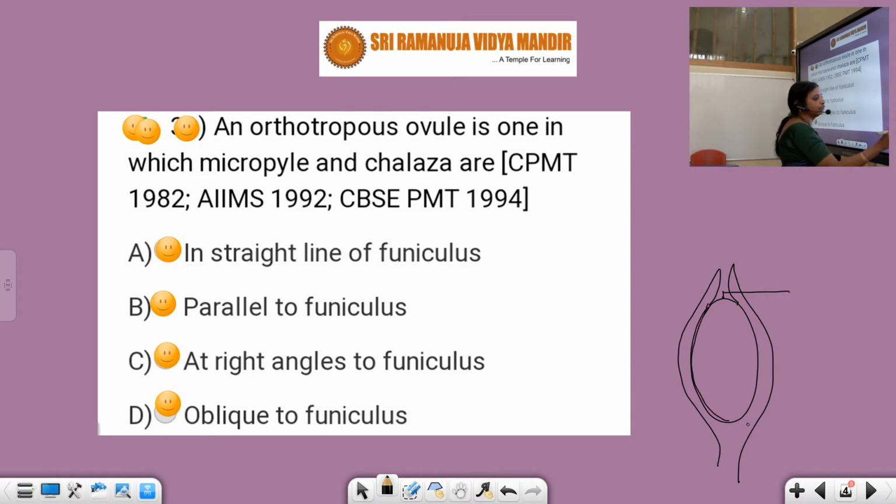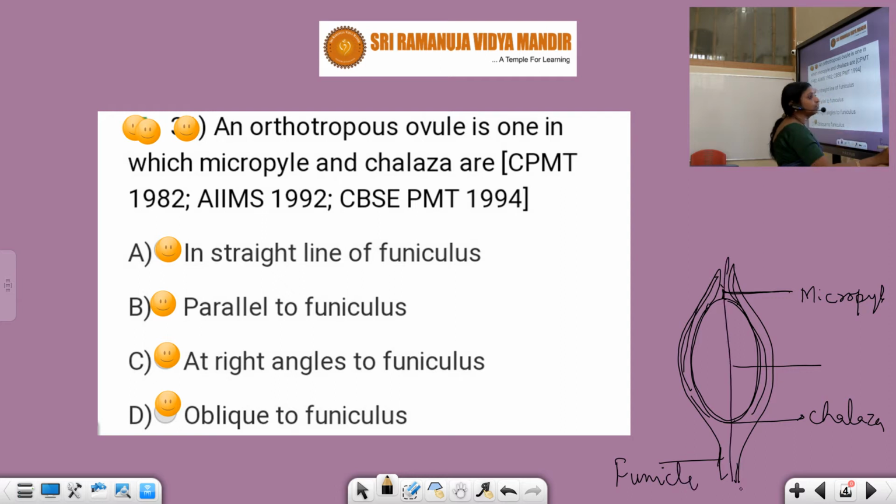The center portion, which is a homogeneous mass of cells, is called nucellus, and the two integuments, which are ring-like structures, cover the nucellus but leave an opening towards the anterior side, known as micropyle. The back of the micropyle is called chalaza, and the stalk is called funicle. So in an orthotropous ovule, all these three lie in a straight line.